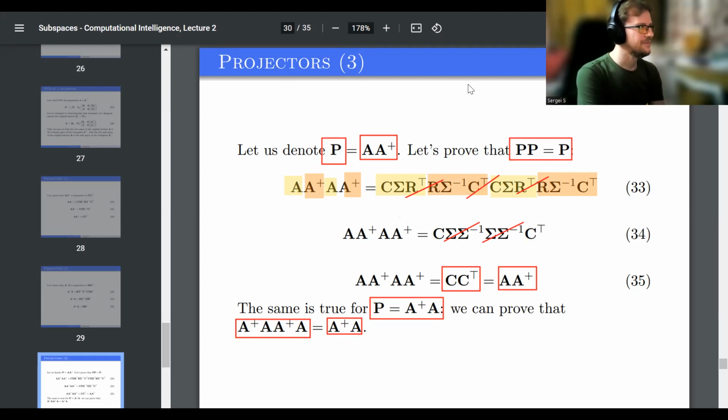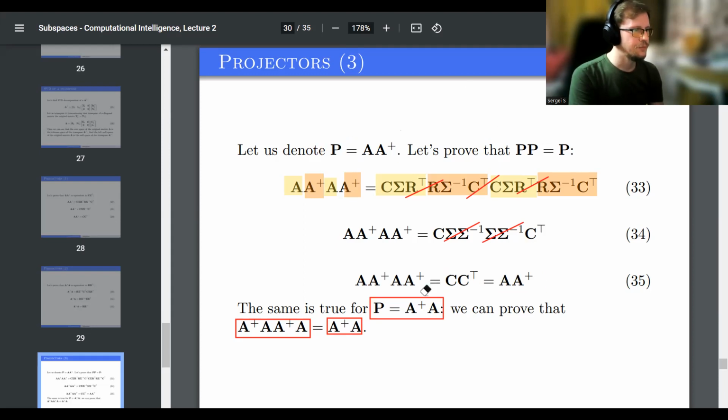I see that the math makes sense over here in this example, but may I ask about the meaning of having this property of projecting twice? What does it actually mean?